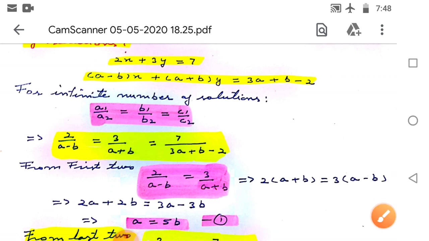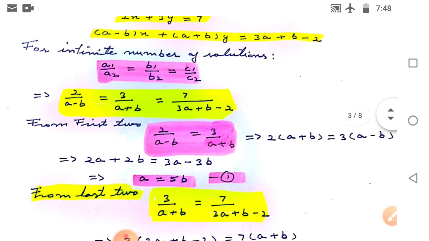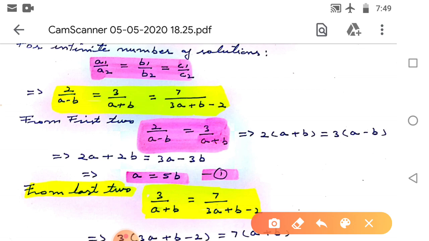Right? So a1 upon a2, 2 upon a minus b, is equal to 3 upon a plus b, is equal to 7 upon 3a plus b minus 2. Clear? Now, look here. By taking the first two equalities, 2 upon a minus b is equal to 3 upon a plus b.